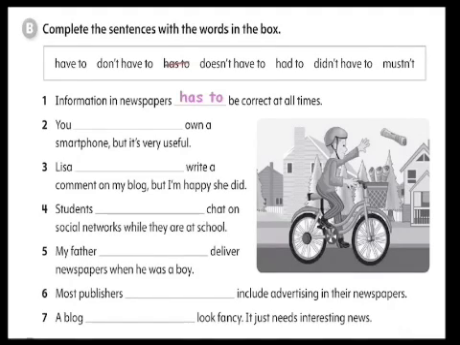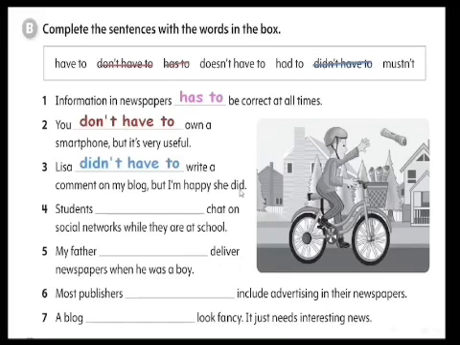Number 2. You don't have to own a smartphone, but it's very useful. We know that when we have "but", we should have a negative in one of the sentences, and here we need don't have to. So it's your option to have it or not. Number 3. Lisa didn't have to write a comment on my blog, but I'm happy she did. She had the option, so she didn't have to, but I am happy that she did. We have "did", so I guess it's in the past.